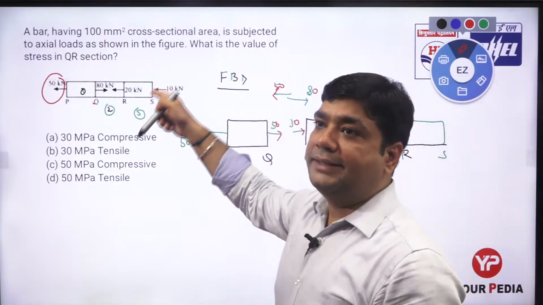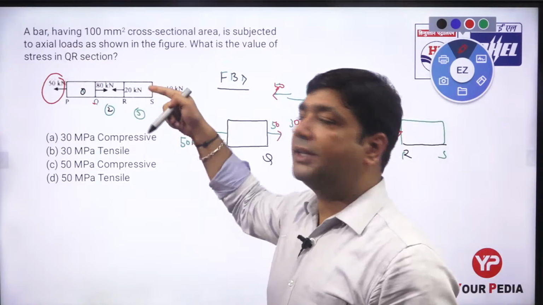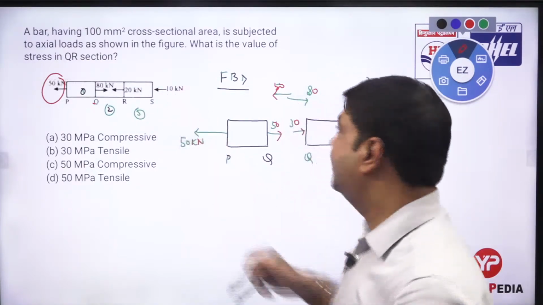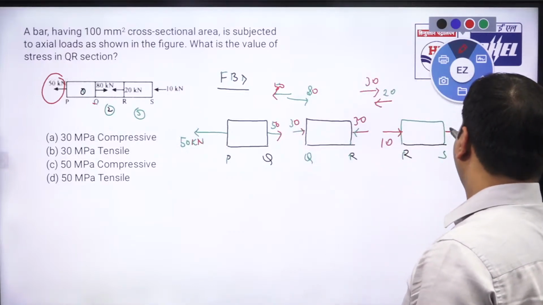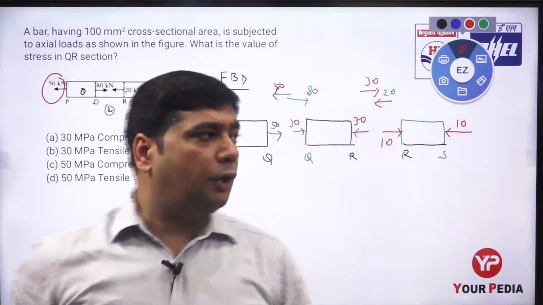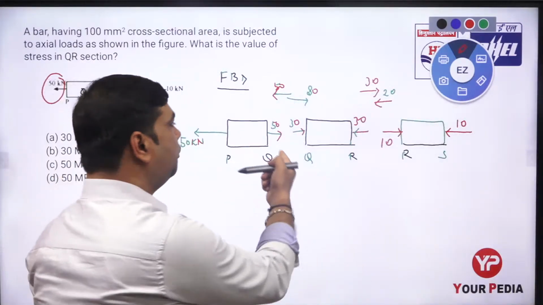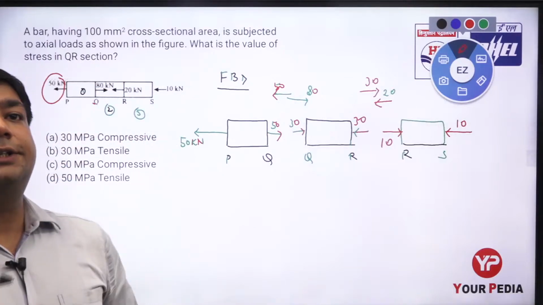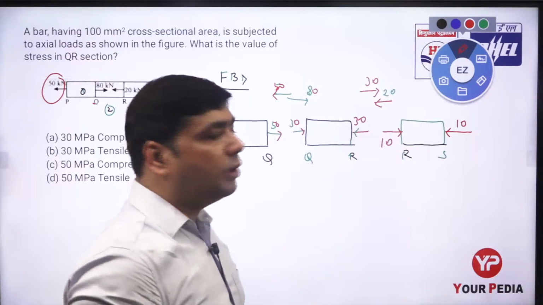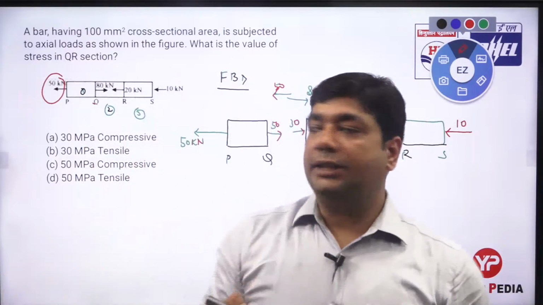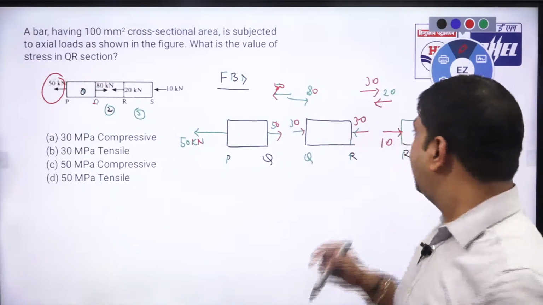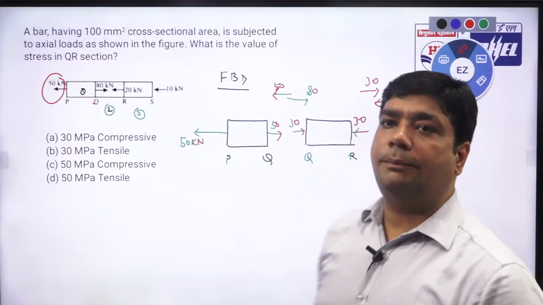You can check whatever forces you are applying, whatever FBD you are drawing for the member, whether it is correct or not, by seeing the other forces. So it is again 10 kilonewton here. From this you can see the forces acting on the member. In the PQ member, it is 50 kilonewton, which is tensile in nature. In the QR member, it is subjected to 30 kilonewton, which is compressive in nature because it is going to compress the QR member. And in the RS member, the force acting is 10 kilonewton, which is also compressive in nature.